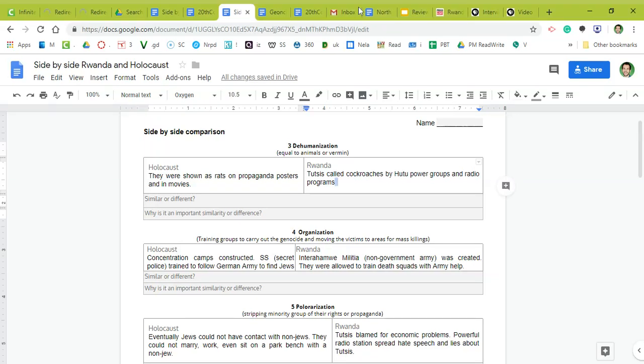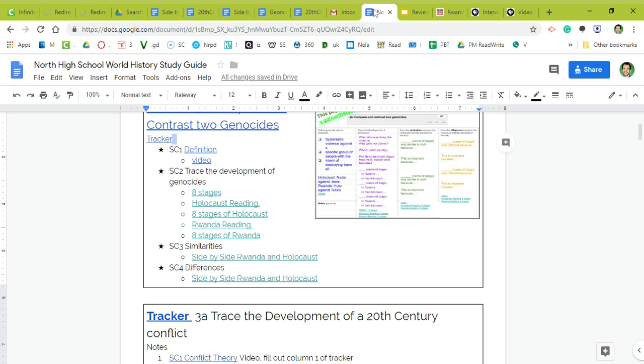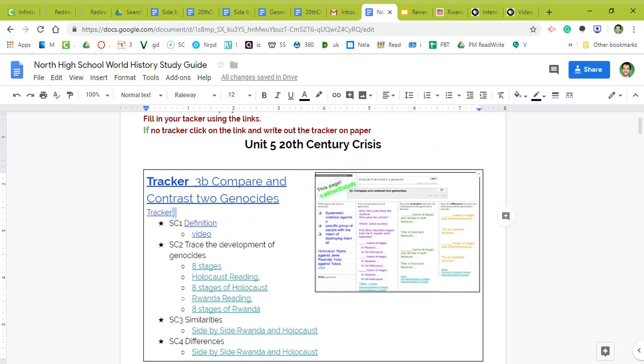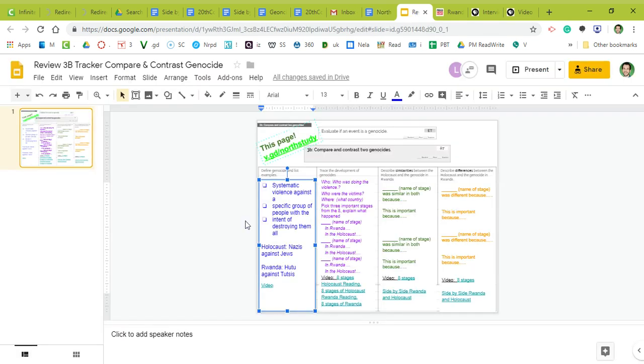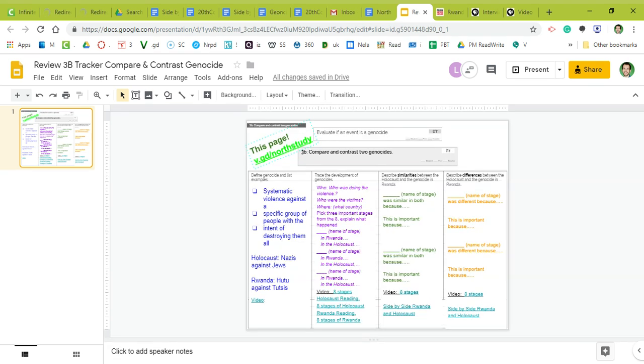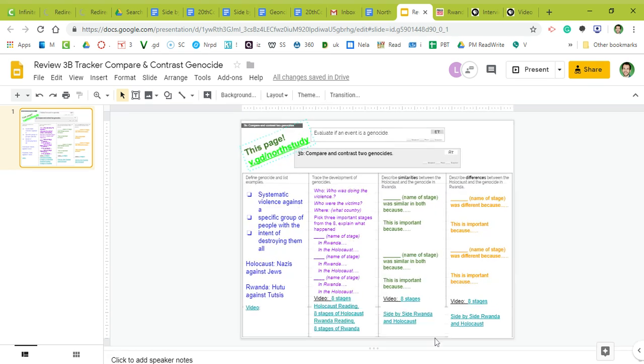All right, so we are going to look at our review document here. So you went to v.gd/North study, compare and contrast two genocides, and that brought you to this. So you should be at the point where you are ready to describe similarities and differences.